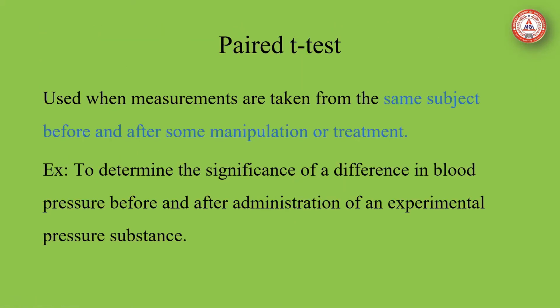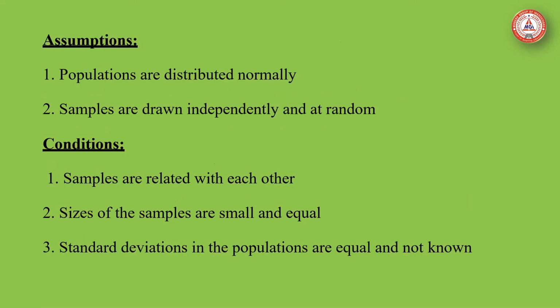Now, paired t-test is used when the measurements are taken from the same subject before and after some manipulation or treatment. Means same subject before or after treatment. In our pharmaceutical science, we can say before or after treatment, to determine the significance of blood pressure before and after administration of an experimental blood pressure drug or experimental blood pressure substance. It is known as paired test. It is taken from the same subject.